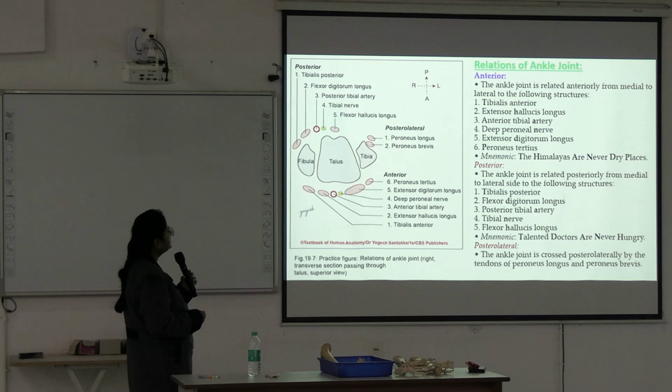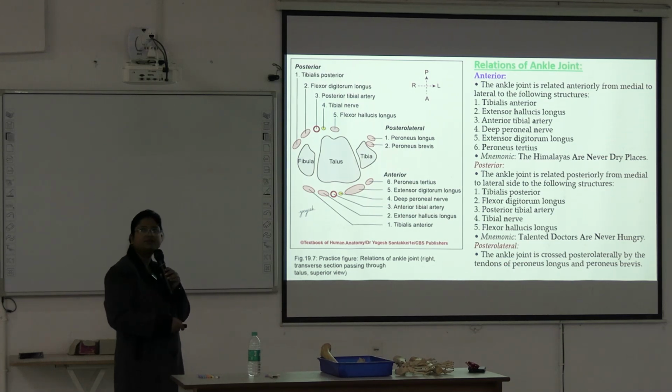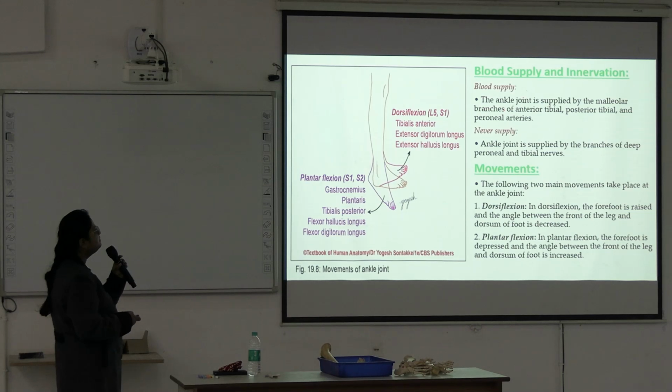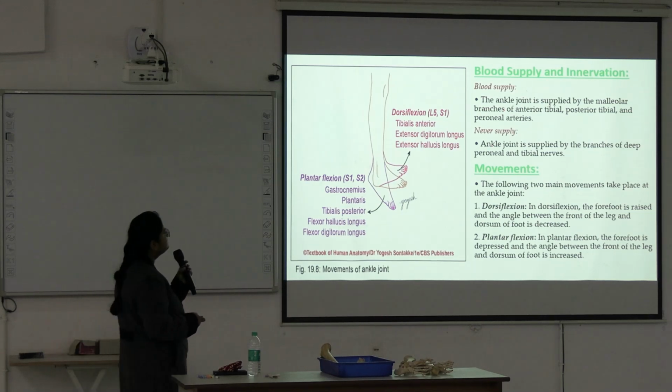Next we go to the posterolateral relation. There is peroneus longus, which is superficially present, and deeply present is peroneus brevis. So the ankle joint is crossed posterolaterally by the tendons of peroneus longus and peroneus brevis. Okay, understood?